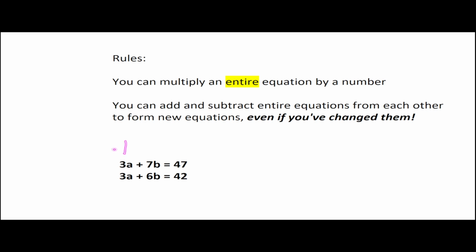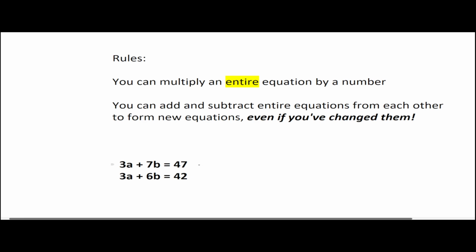So everything to do with that variable there, plus or minus everything to do with that variable there, equals everything which is a constant. Okay, so this is a over a, b over b, constant over constant. As long as they're in that format, we can go to town and solve them. What do I mean when I say that we can multiply the whole equation?